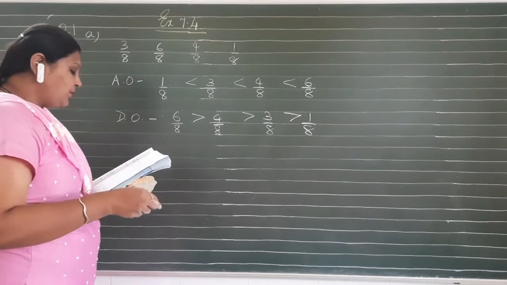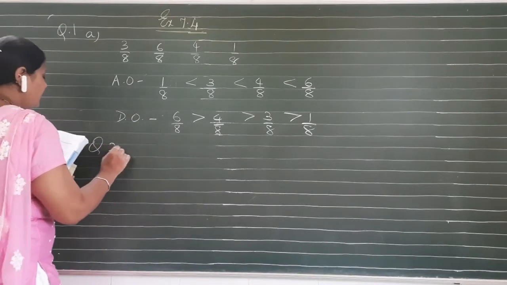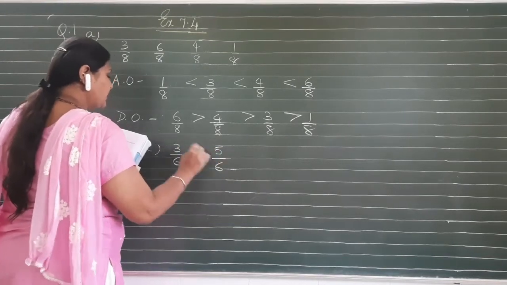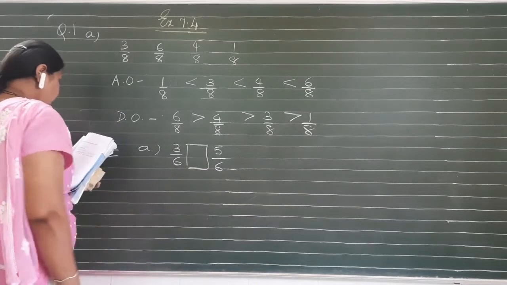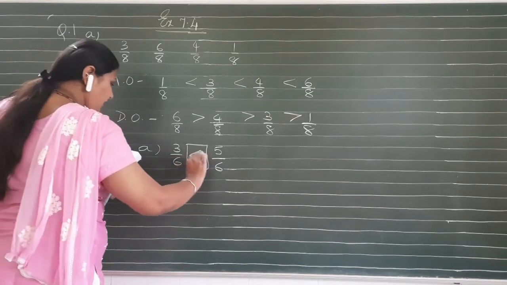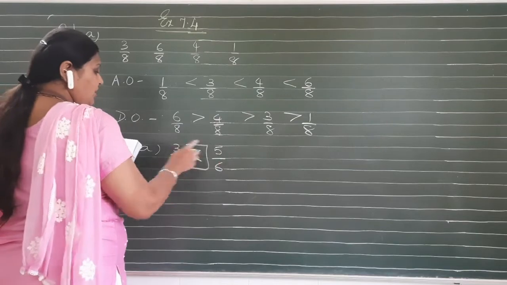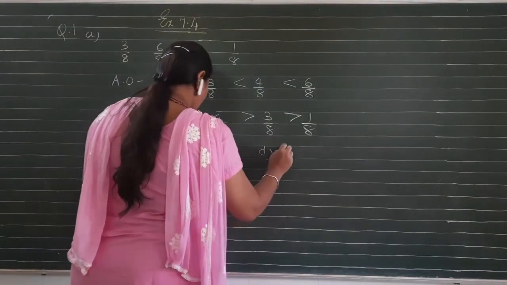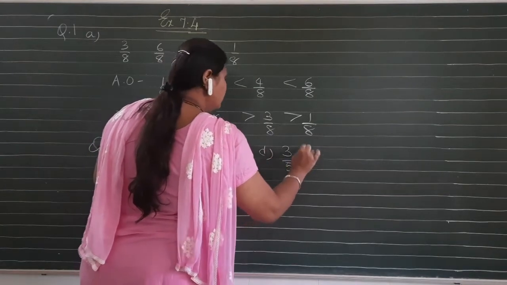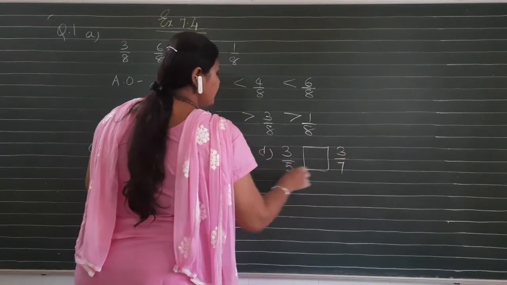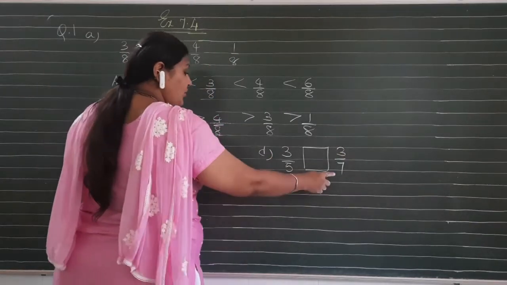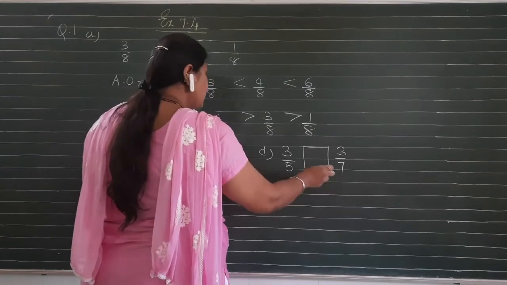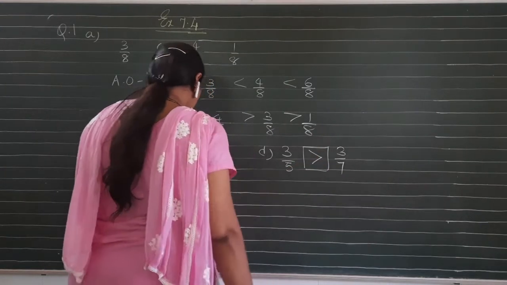Let us see question number 2. Compare the fractions and put the appropriate sign. Very first, 3 upon 6 and 5 upon 6. Here the denominators are the same. They are like fractions. So compare the numerators: 3 is smaller than 5. Same with D, 3 upon 5 and 3 upon 7. Here the numerators are the same. So the one with the greater denominator, 7, is the smaller number.